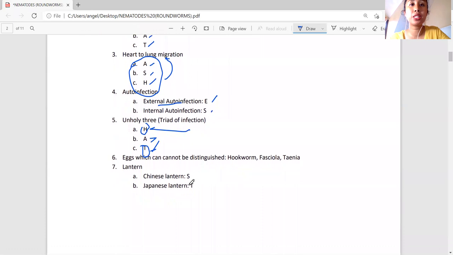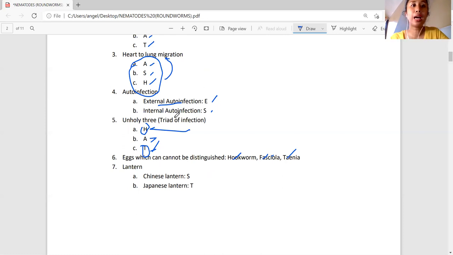So, eggs which cannot be distinguished, I just want to add this. So class, among the Ancylostoma and the Necator, you cannot distinguish the ova among the hookworm species. So when we see a hookworm ova, we just say hookworm ova. We don't say Necator americanus ova because it's indistinguishable. Same with Taenia. Fasciola, kung nakakamali ko, cestode ba? Hindi, trematode ang Fasciola. So, for Taenia solium and Taenia saginata, you cannot distinguish the ova. So, pag nakakita tayo ng ova ng Taenia, Taenia species ova.